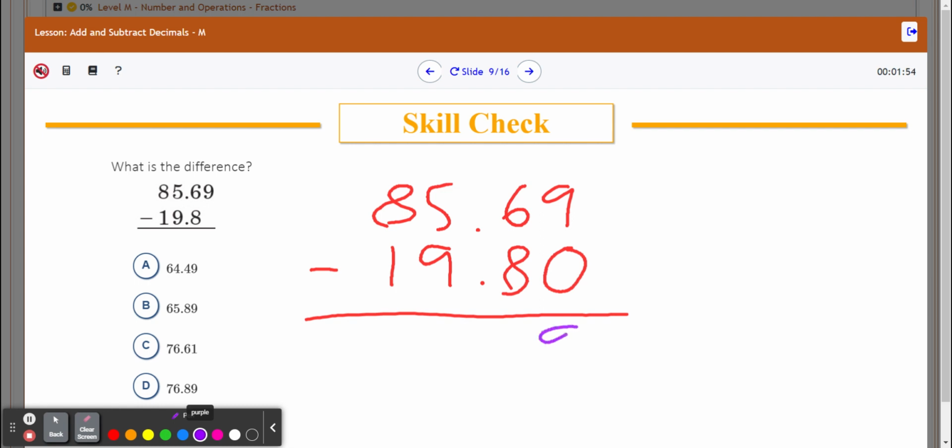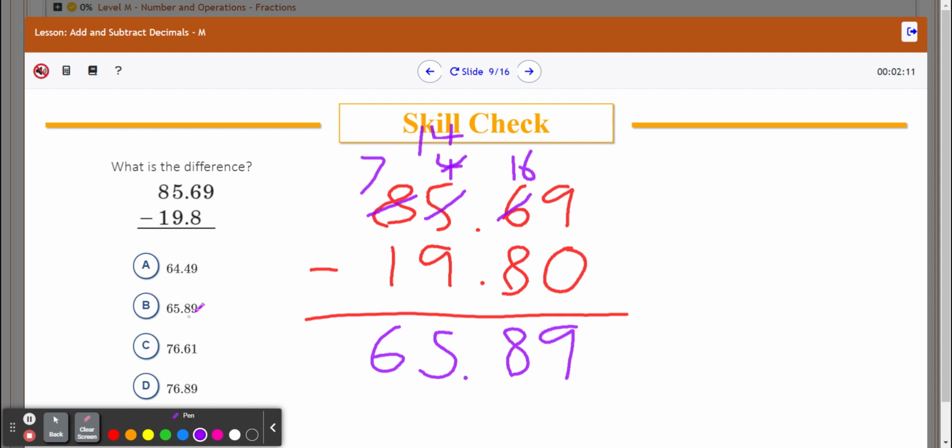9 minus 0 is 9. 6 minus 8, well, we have to borrow from the 5. So 16 minus 8 is 8. I'll have to borrow again, this time from the 8, to give me 14. 14 minus 9 is 5. And 7 minus 1 is 6. So I get the answer 65.89.